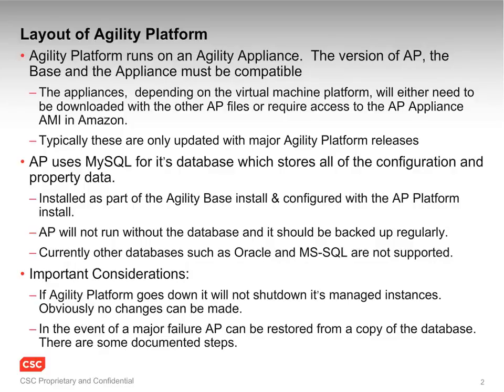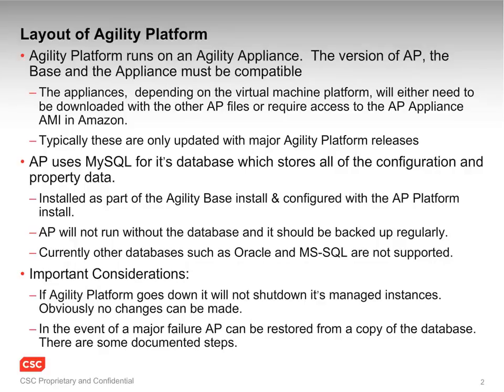The appliances are either downloaded from the Agility file site, FTP site, or you need to get access to them. For example, in the case of Amazon, you need to get access to the AMIs, so you would need to have an account number and a region where we would need to make those appliances available. These are typically updated with major Agility platform releases, so you wouldn't have to change the base and the appliance that often, but it is always wise to check that when you go to do an install.